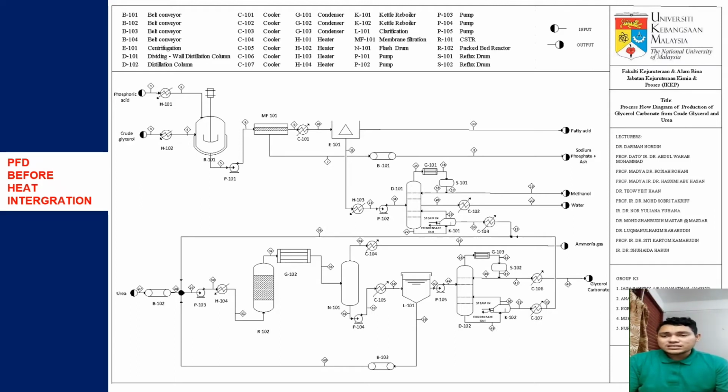Inside the packed bed reactor, there is Amberlite 15 used as a catalyst for the reaction. The product from the packed bed reactor is sent into a flash drum to remove ammonia gas. Then the mixture is sent into a clarification tank to remove unreacted urea to be recycled into the PBR. Next, the distillation column is used to separate unreacted glycerol and recycle it into the PBR.